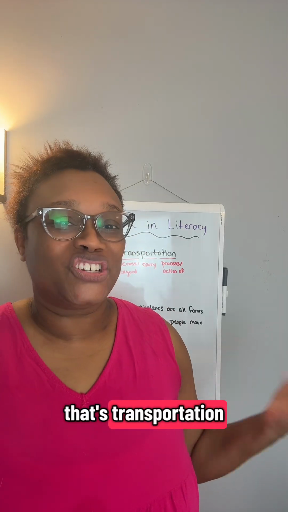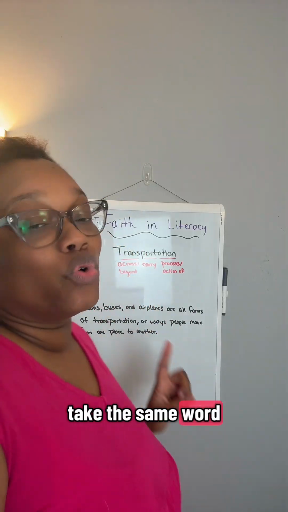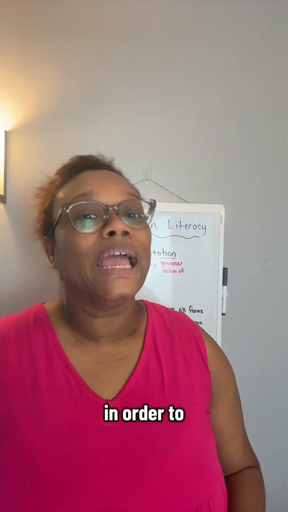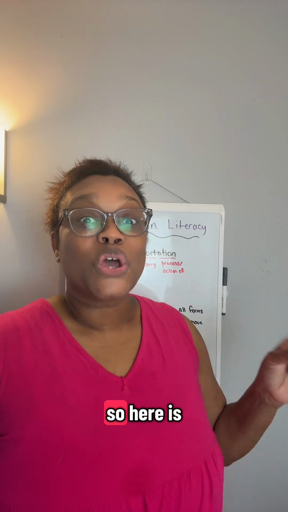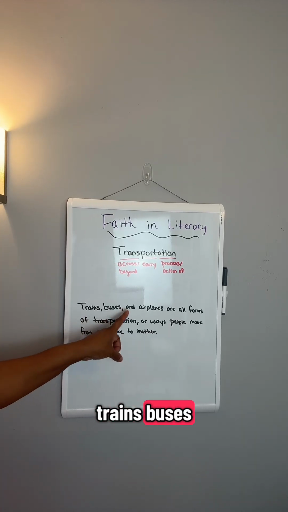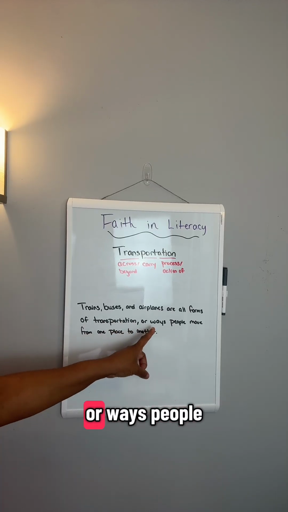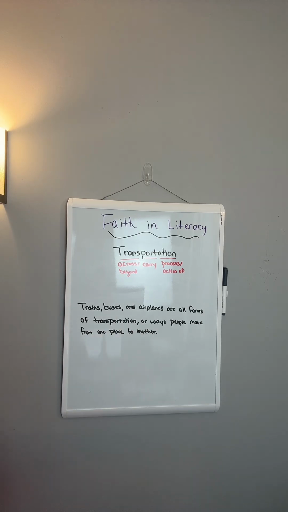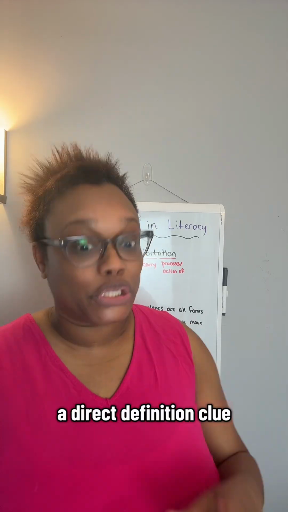That's transportation. Now, let's see if we can take the same word, use it in a sentence, and look at the context clues in order to figure out this unknown word. So here is the sentence. Trains, buses, and airplanes are all forms of transportation, or ways people move from one place to another. So in this sentence, we have a direct definition clue.